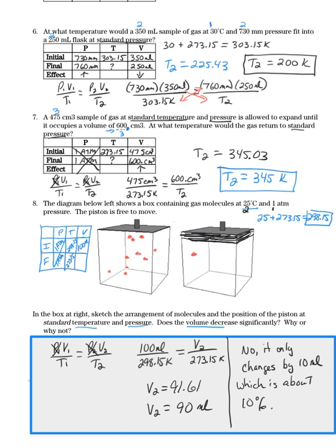So I need to draw 10 particles. 1, 2, 3, 4, 5, 6, 7, 8, 9, 10. There I've got the same number of molecules because they're not being lost or destroyed. I've got my volume about 10% smaller than it was at the start. And I have finished this problem. Smiley face, yay.